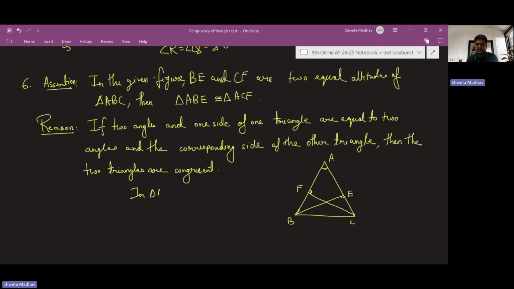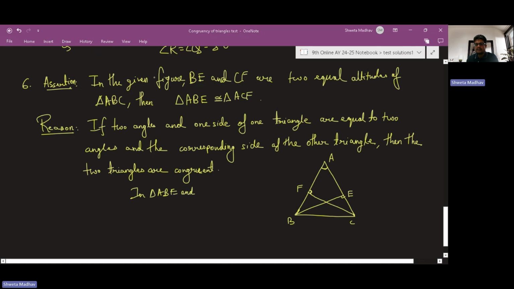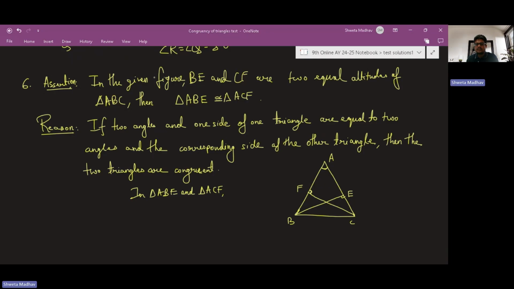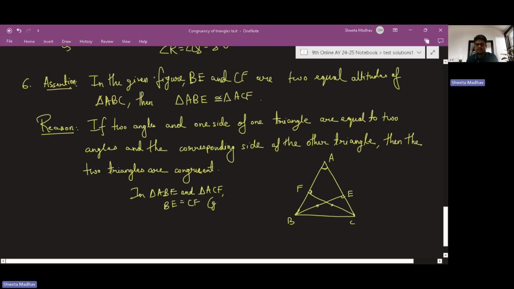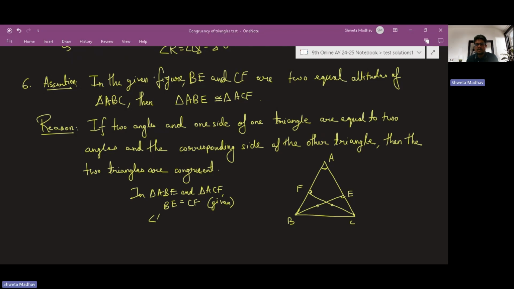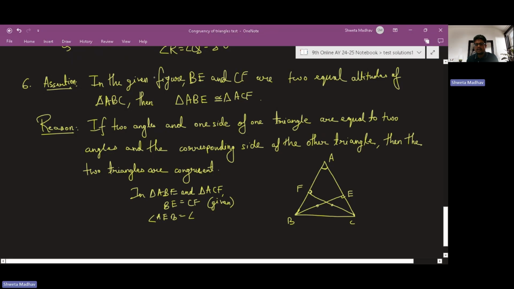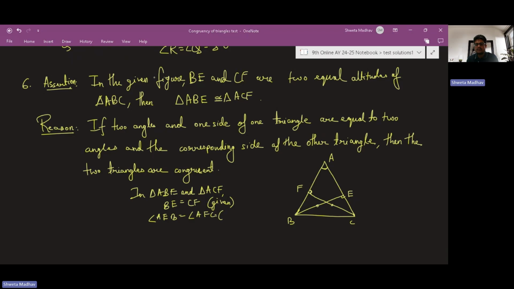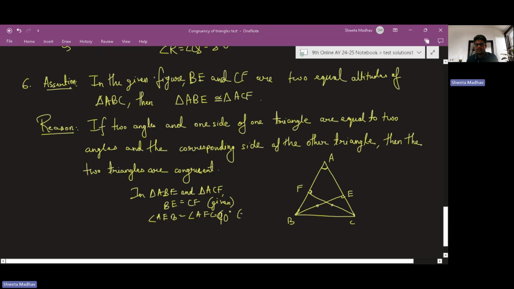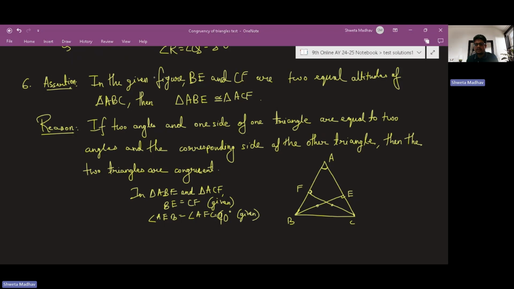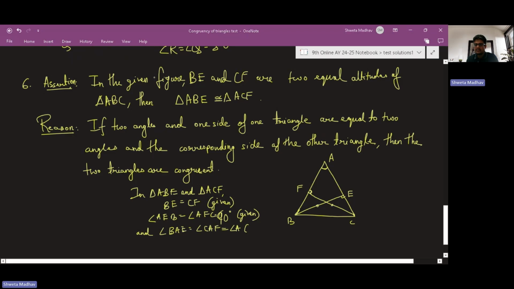So I will say that in triangle ABE and triangle ACF, BE is equal to CF, which is given, and angle AEB is equal to angle AFC, since both are equal to 90 degrees, as both CF and BE are altitudes. And angle BAE is equal to angle CAF, which is the common angle A.